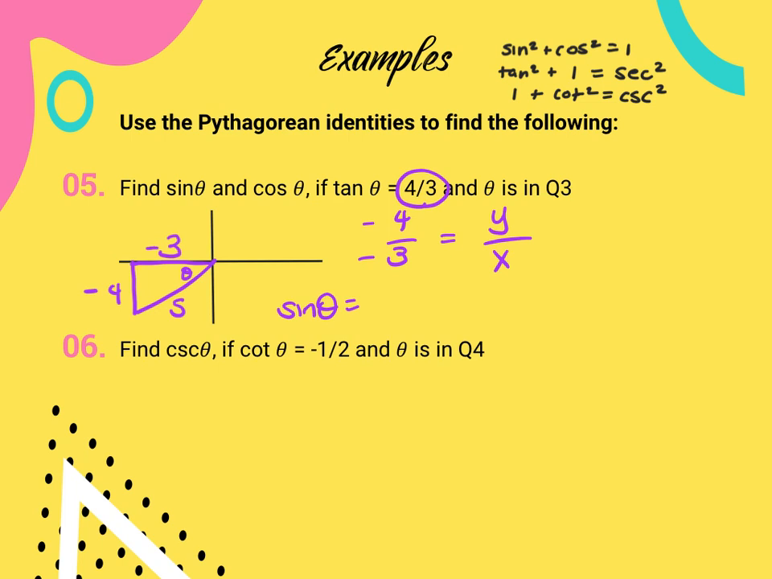How do I get sine? There's two ways, remember? Negative 4 over 5. I can either do y over r, or I could do opposite over hypotenuse. Either way, negative 4/5. And then cosine would be what? Negative 3/5. So a lot of times when we get to trig, it looks like a completely different problem. It's the same kind of problem, just in different words.